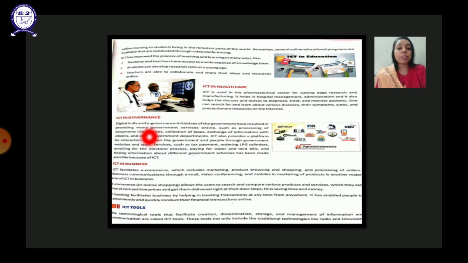Next we have ICT in governance. How has information and communication technology helped in the government sector? So all of you know that earlier all the services which are provided by the government were available at a particular place in your area. Like the municipal corporation was there, but nowadays most of the facilities have been made accessible to the general public online. Like we have Digital India, with the help of which India, that is our nation, has been made digital. All the services have been provided.